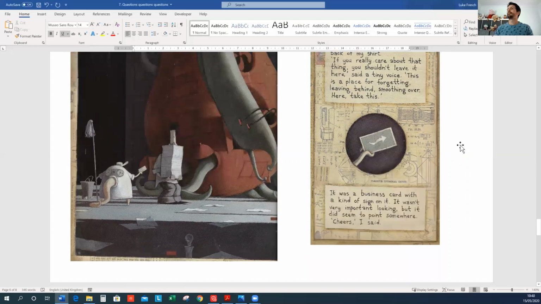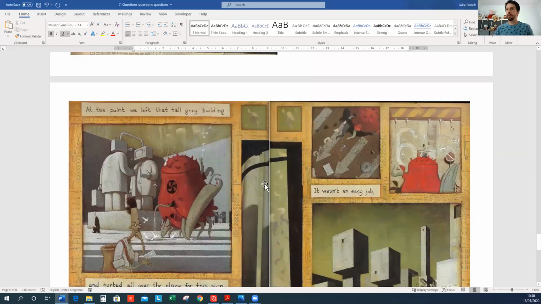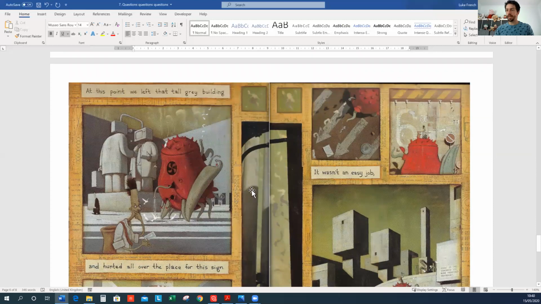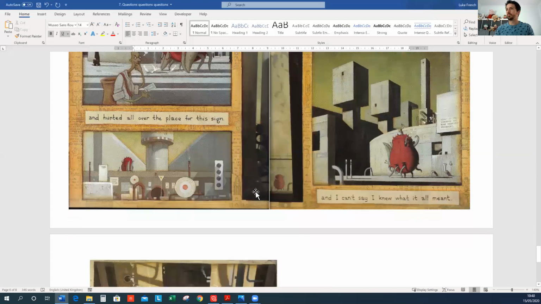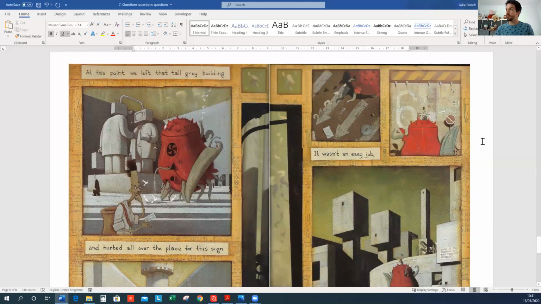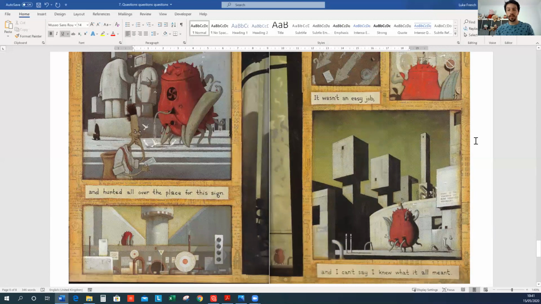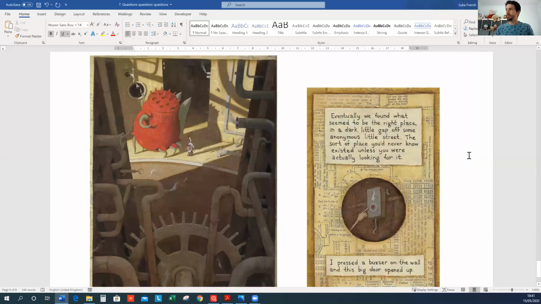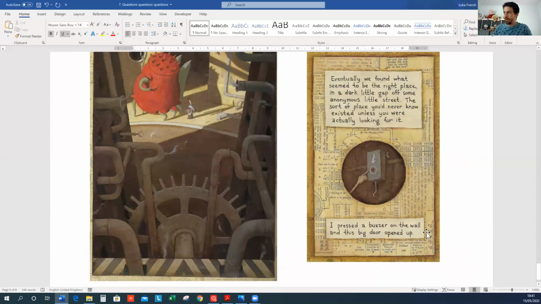At this point, we left the tall grey building and hunted all over the place for this sign. It wasn't an easy job. And I can't say I knew what it all meant. Eventually, we found what seemed to be the right place in a dark little gap off some anonymous little street. The sort of place you'd never know existed unless you were actually looking for it. I pressed a buzzer on the wall and this big door opened up.